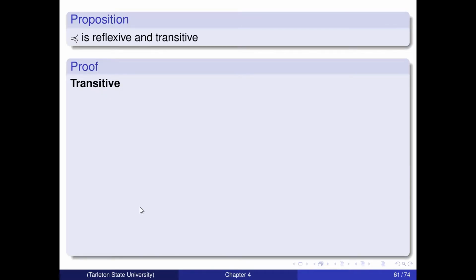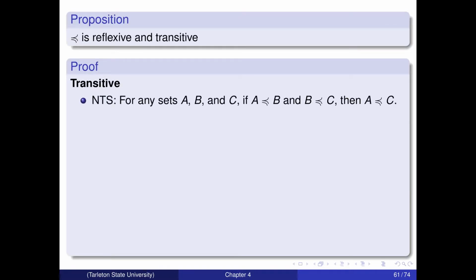Okay, let's look at transitivity now. So for transitivity, we would like for any sets A, B, and C, if the cardinality of A is less than or equal to the cardinality of B, and the cardinality of B is less than or equal to the cardinality of C, we would like the cardinality of A to be less than or equal to the cardinality of C. So this is kind of saying if A is a set that has a smaller size than B, and B has a smaller size than C, then intuitively we would want A to have a smaller size than C.